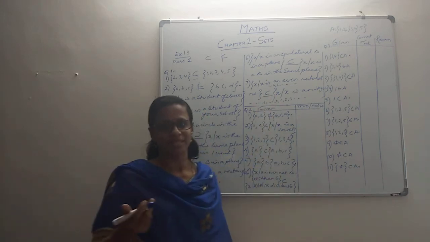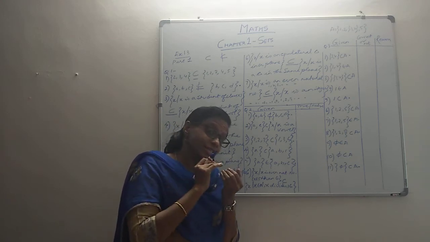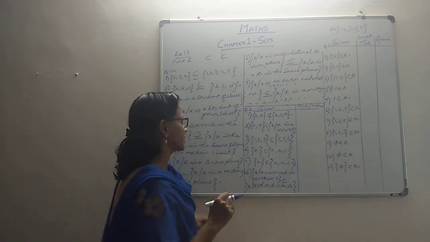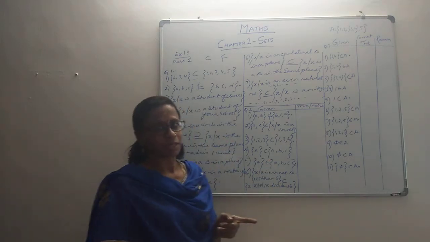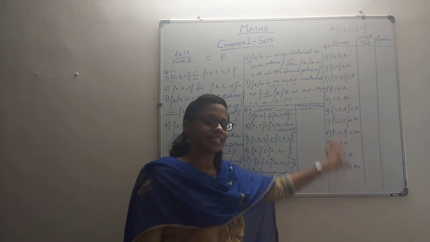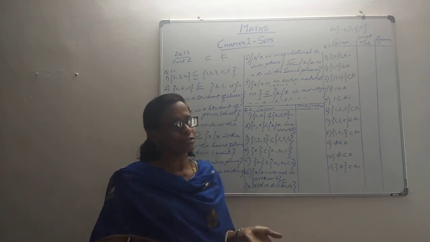This is the meaning of subset. Subset is a smaller set as compared to the bigger set. The smaller set is called a subset, the bigger set is called a superset. Okay, so that is how it is. Now we have our question number 2. I think they give us certain statements. They ask us to write true or false. Same concept of subset, and we have to check whether it is true or false.